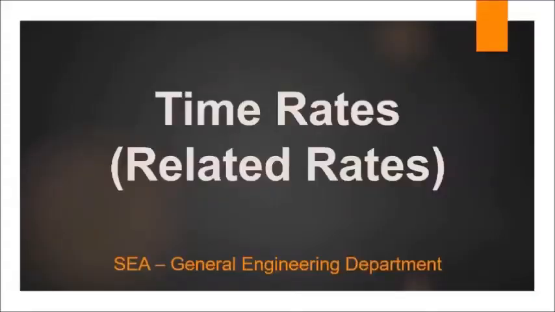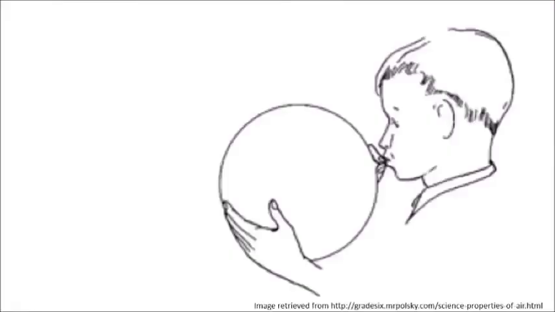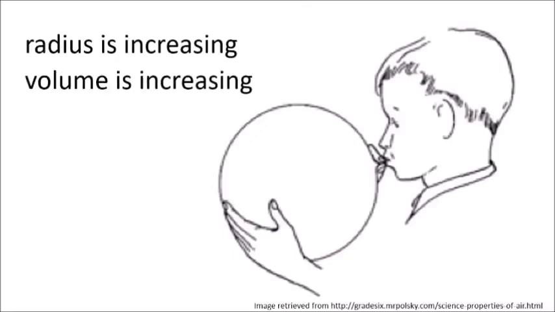Rates or time rates. If we are pumping air into a balloon, both the volume and the radius of the balloon are increasing and the rates of increase are related to each other. But it is much easier to measure directly the rate of increase of the volume than the rate of increase of the radius. In related rates problem, the idea is to compute the rate of change of one quantity in terms of the rate of change of another quantity.